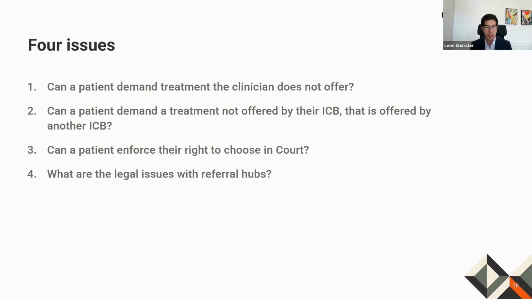I'll then look at a surprising lack of clarity on the status of the patient choice provisions, in particular in relation to whether they afford a patient a direct right to challenge that could be enforced by way of judicial review or otherwise before the court. And lastly, as Charles alluded to, I'm going to look at the now common practice of referral hubs, which operate within ICBs, and some of the issues I've seen emerge in relation to those when I've been asked to advise on them.